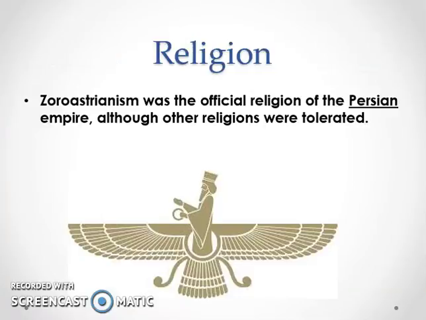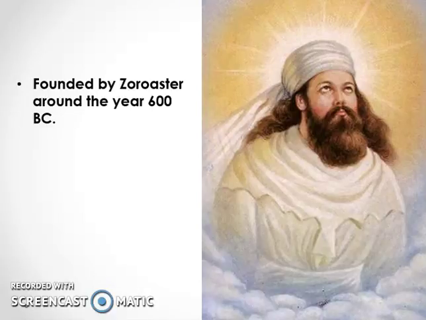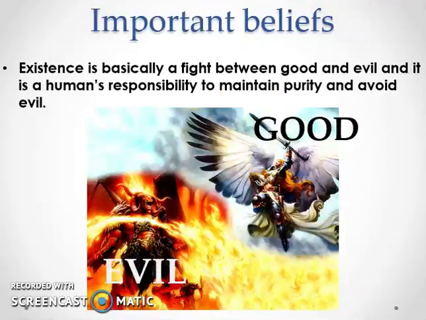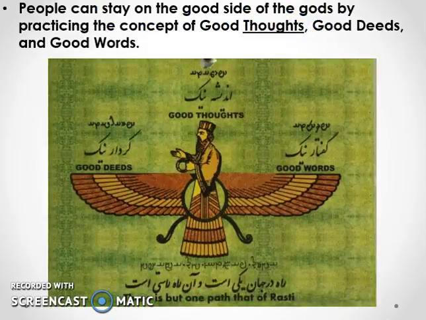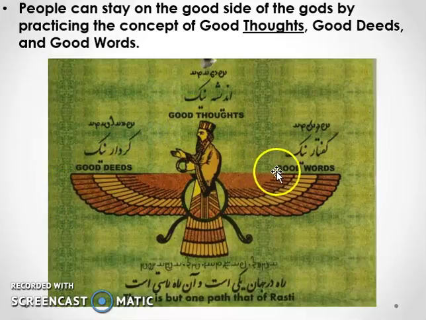The main religion of the Persian Empire was Zoroastrianism. It was the official religion, even though other religions were tolerated. And this here is the symbol that you will most often see associated with Zoroastrianism. It was founded by Zoroaster around the year 600 BC or BCE. And the main ideas behind Zoroastrianism are the fight between good and evil, and that it's an individual's responsibility to maintain the good and to try and avoid evil acts, evil thoughts. People can stay on the good side of the gods by practicing the concept of good thoughts, good deeds, and good words, which you can see surrounding the major symbol of the religion.